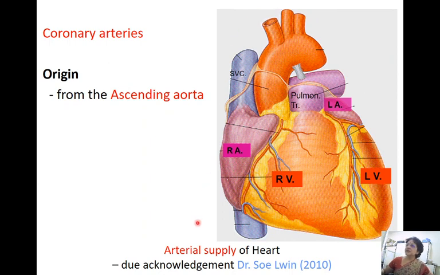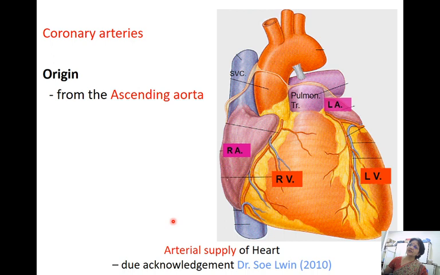So the coronary arteries are the left and the right. This particular series of slides has a nice bright animation, and I want to acknowledge Dr. Soin Win, who put up this set of shared slides 10 years ago. It is still pertinent because nothing has evolved in the supply.